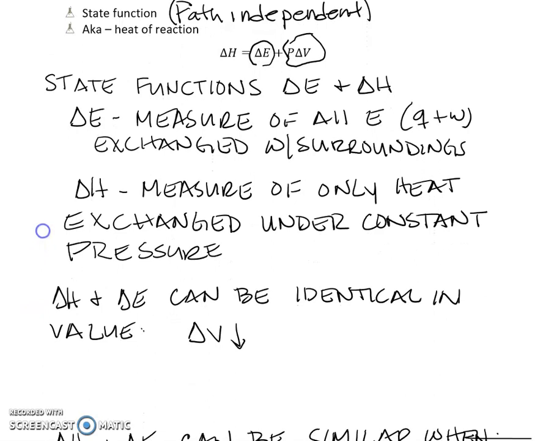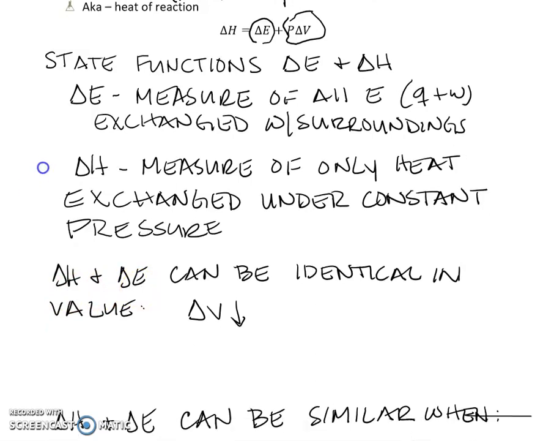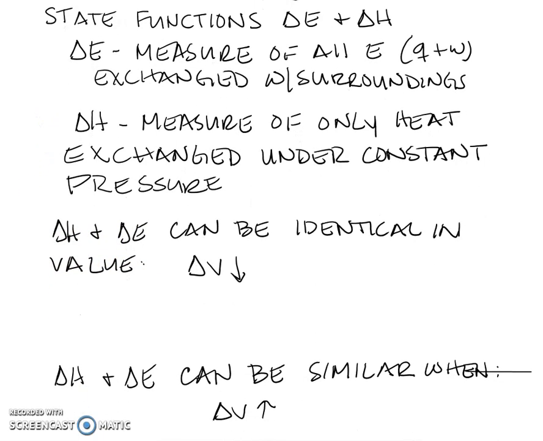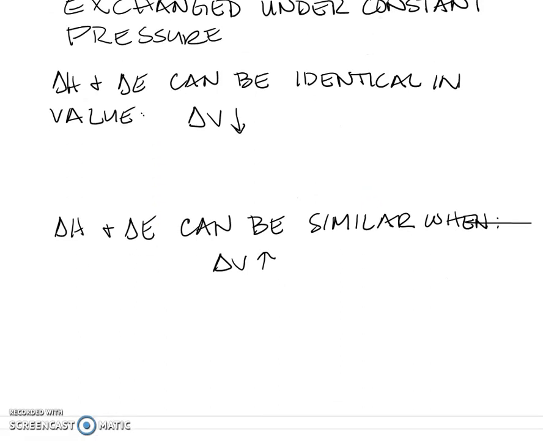Delta H is a measure of only heat exchanged under constant pressure. So delta H and delta E can actually be identical in value. If the change of volume is small, not much work is exchanged with our surroundings. So these can be the same numbers, delta H and delta E, the same magnitude. Now, delta H and delta E can be different in magnitude when our change of volume is large.